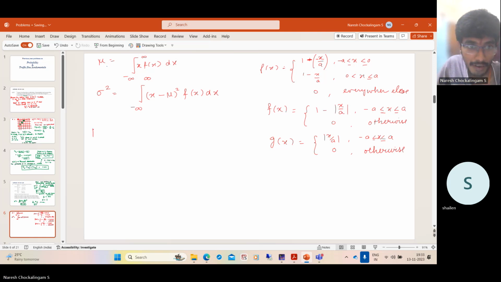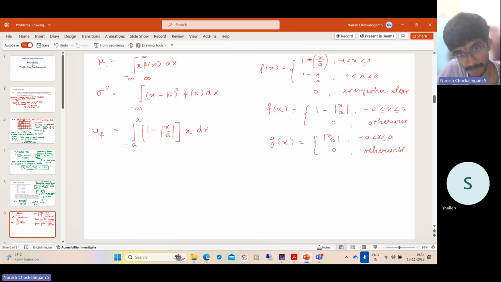So what is the mean of the distribution f? It is nothing but the integral from minus infinity to infinity of x f of x dx, but you know that f is 0 everywhere outside of minus a to a, so you can reduce the limits of integration to minus a to a, of 1 minus mod of x by a multiplied by x dx. And similarly, mu g is the integral from minus a to a of mod x by a times x dx.